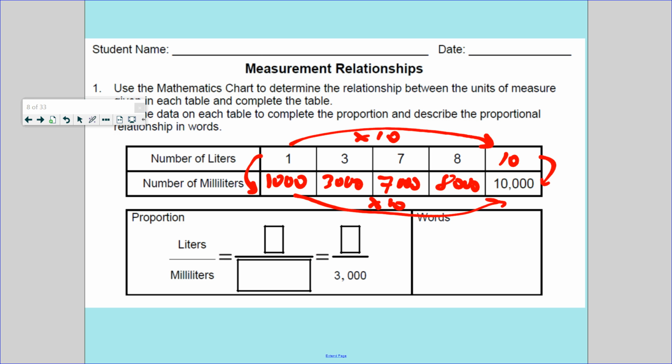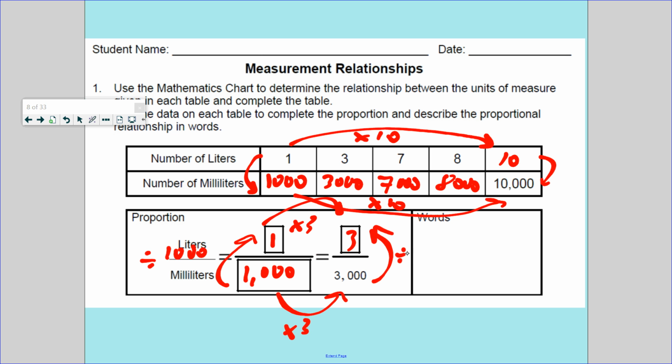But what if you don't like tables? What if you prefer proportion? I prefer both of them, honestly. 1 liter is equivalent to 1,000 milliliters. What's the relationship from 1,000 milliliters to 3,000 milliliters? Times 3. Or maybe you see an up and down relationship. How do you turn 1,000 to a 1? Divided by 1,000. 3,000 divided by 1,000 is 3. So in words, each liter has 1,000 milliliters, or 1,000 milliliters per liter.